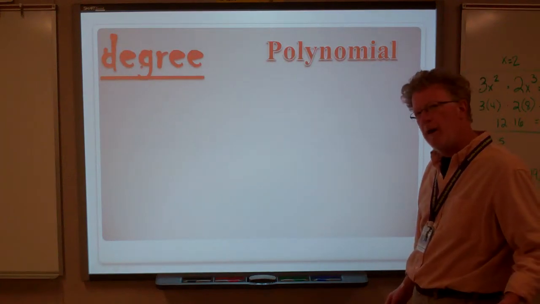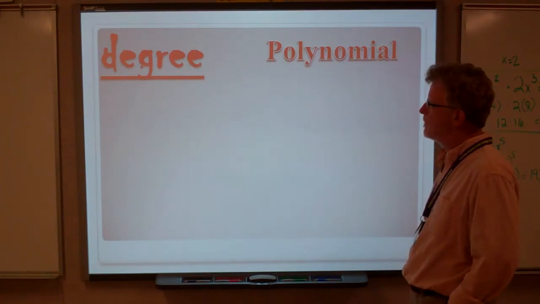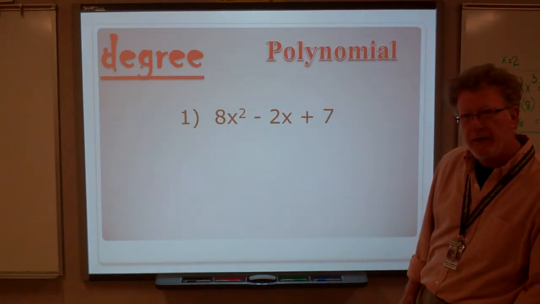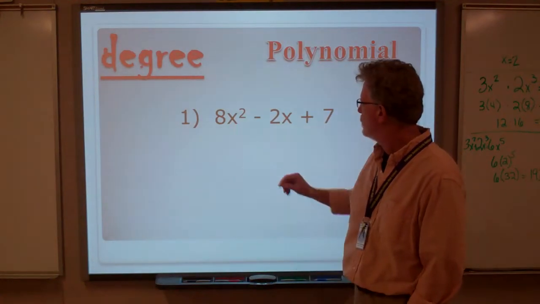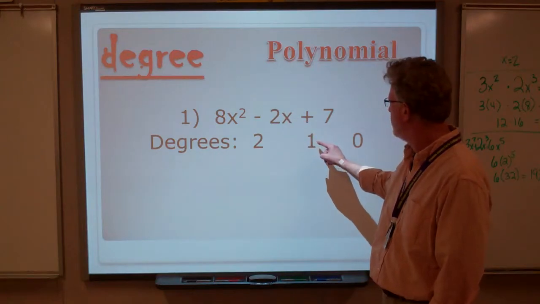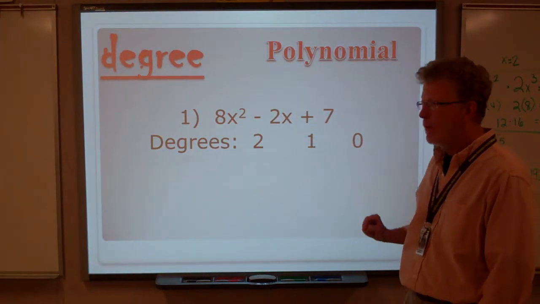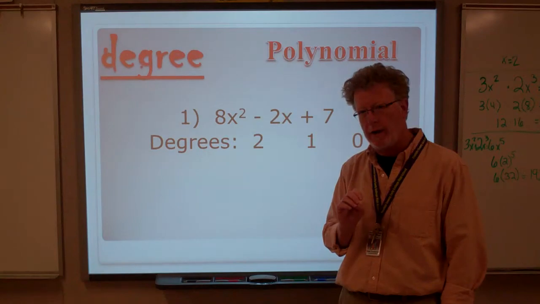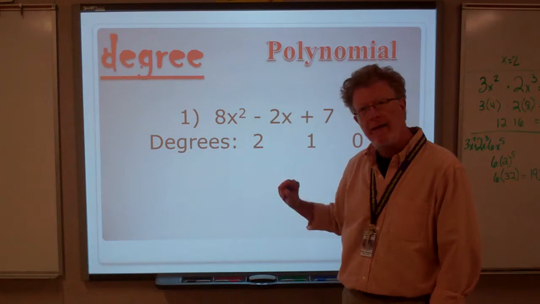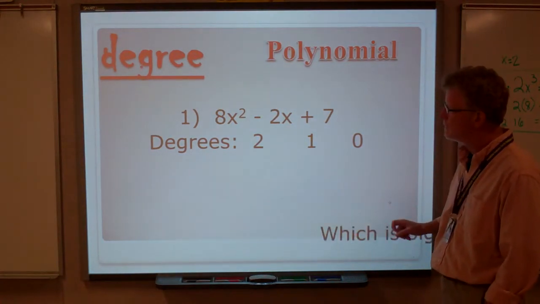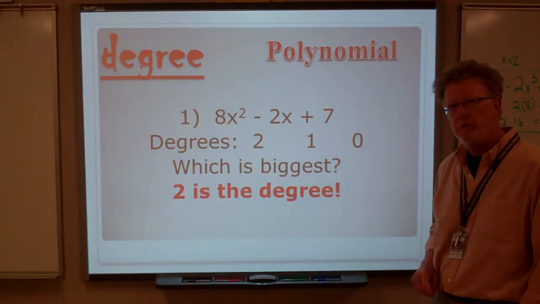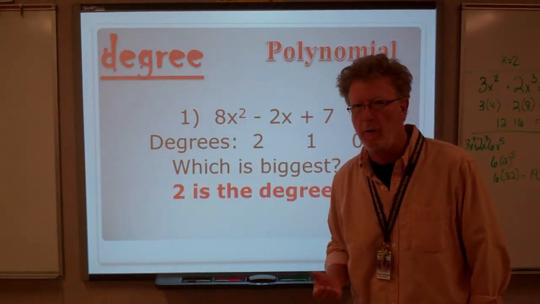Now, what about degrees in polynomials? This is going to be a little different. Degrees in polynomials, what we're going to do is look at the degrees in each of the different variables. So we have 2 here, we have 1 here, and we have 0 there. And what we're going to do is look for the largest degree in the polynomial, the largest single degree, and that will become the degree for the polynomial. So in this case, the largest number is 2, so we say this is a second degree polynomial.